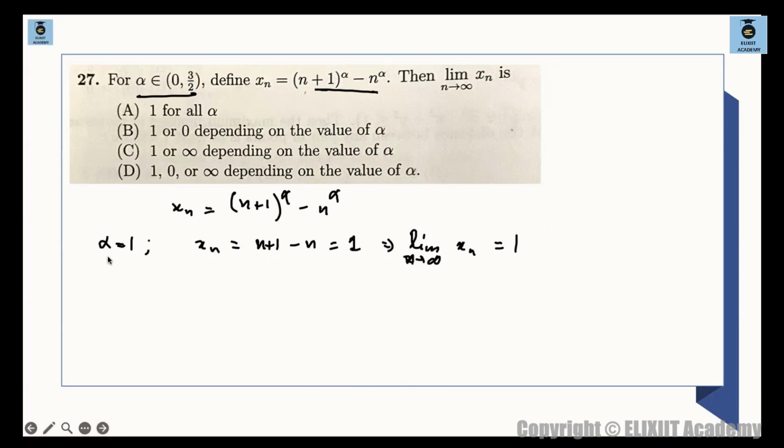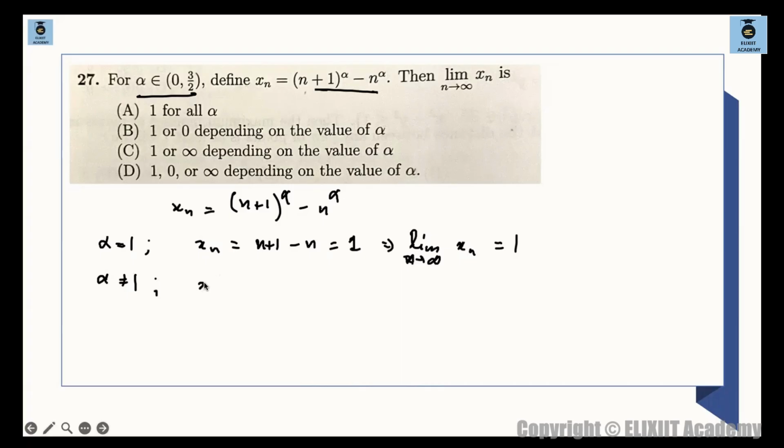We have just taken one of the values because this was looking like a simpler value, clearly from basic visualization. What about the remaining values, open 0 to 1 and open 1 to 3 by 2? So when alpha is not equal to 1, this is what we need to verify, the next case.